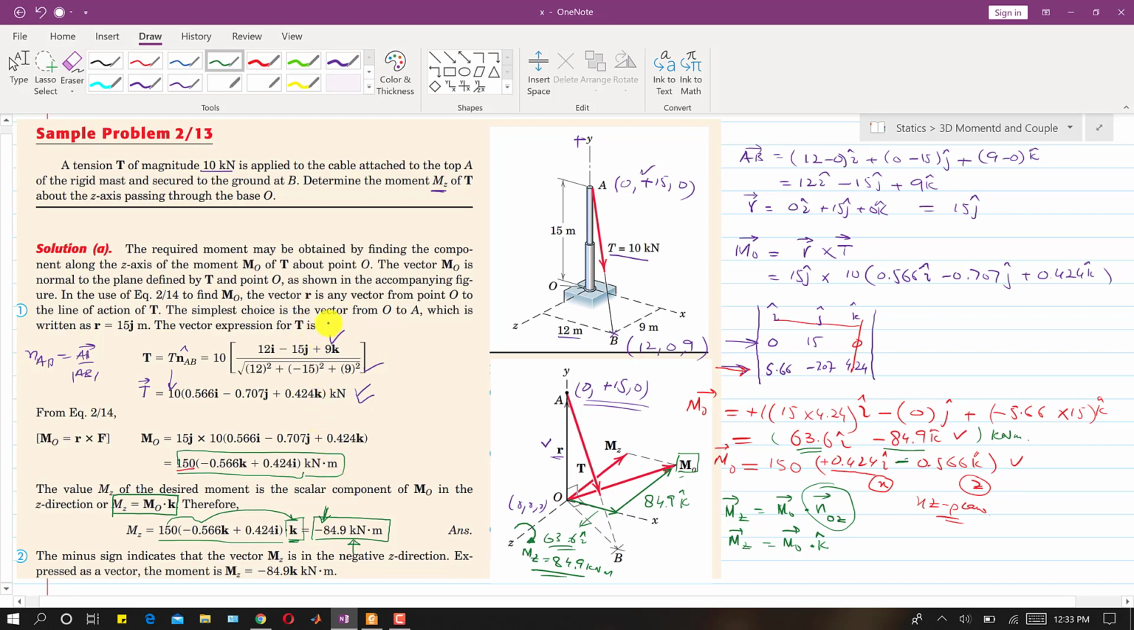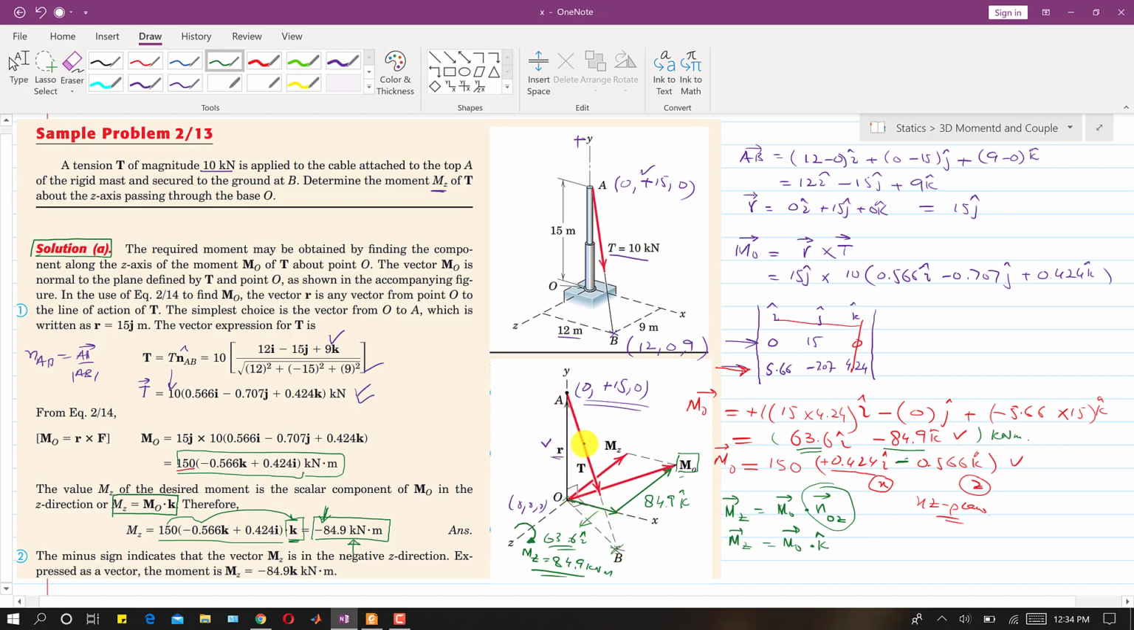This problem has 3 solutions, right? We have discussed the first solution of this problem. One thing I should also tell you is that this moment O will always be perpendicular to the plane of the T and R, right? If we draw this plane, this is that R vector, this is that T vector. If I join this point O with B, and join A with B, this AOB is a plane, right?